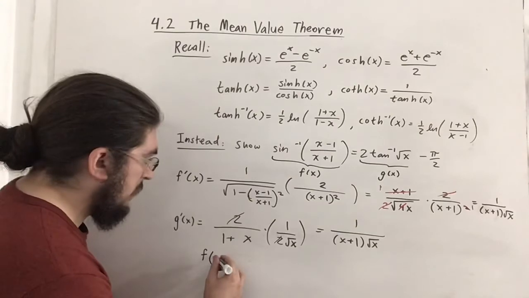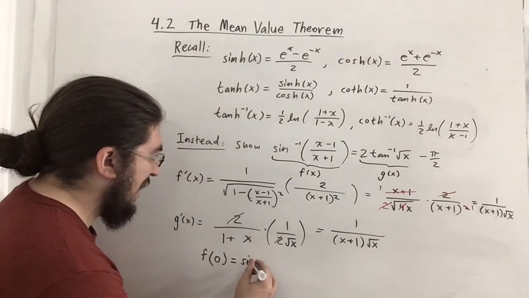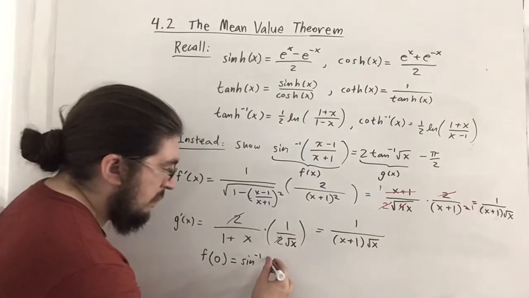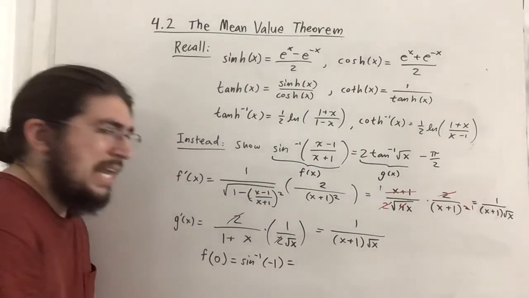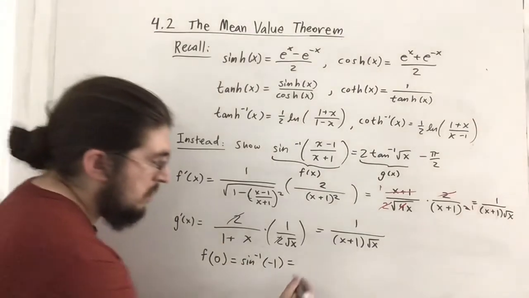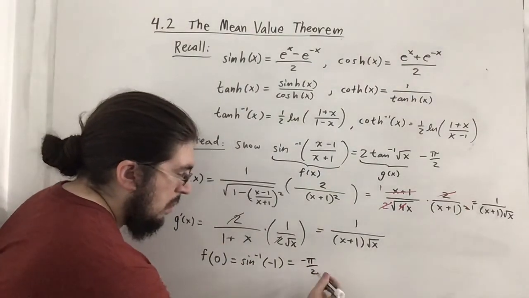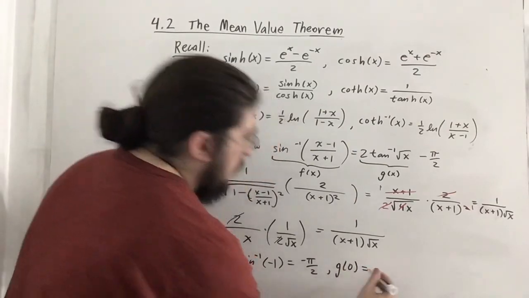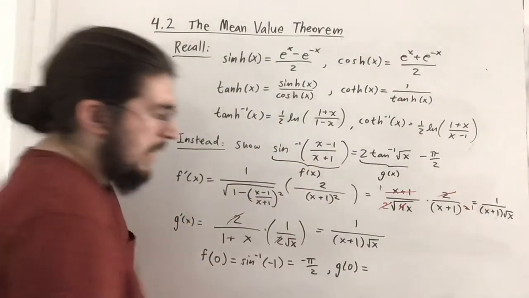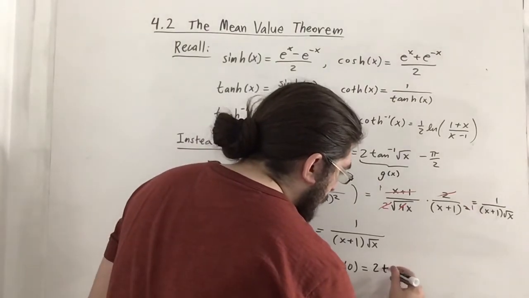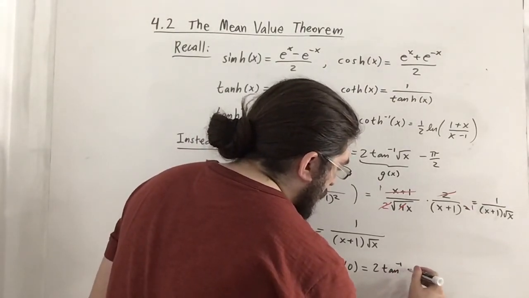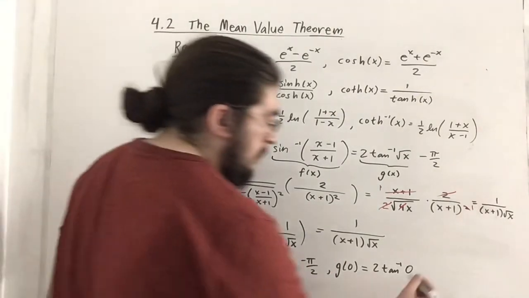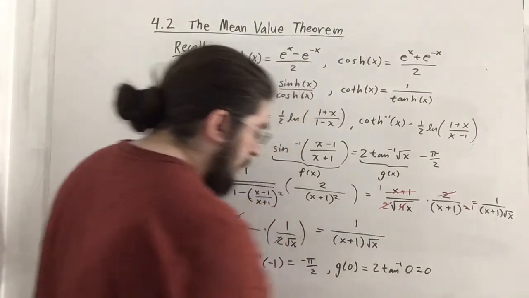So when you plug 0 into f, you actually get sine inverse of, again, negative 1 on top, positive 1 on the bottom, so that's sine inverse of negative 1. So when is sine negative 1? Sine is negative 1 at negative pi over 2. Okay, and what is g of 0? Well, g of 0 is just 2 times tangent inverse of radical 0. Radical 0 is just 0, and tangent inverse of 0 is 0. 0 times 2 is 0. So g of 0 is actually 0.